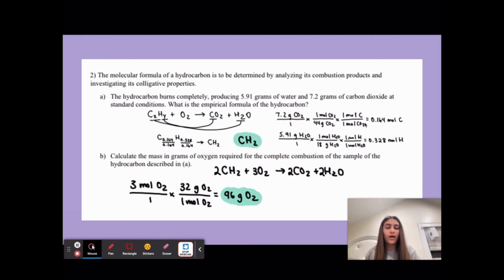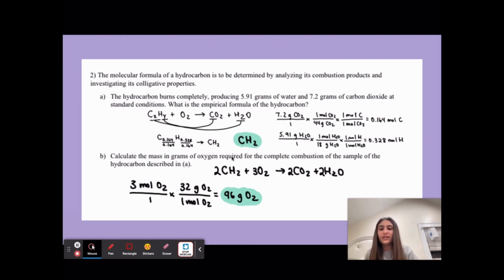So we always have to divide by the lesser number. So we're dividing both of them by 0.164, and then we get CH2, because 0.164 divided by 0.164 is 1, and 0.328 divided by 0.164 is 2.